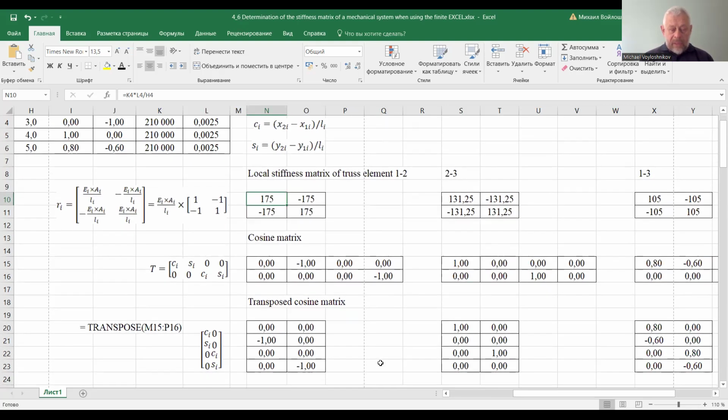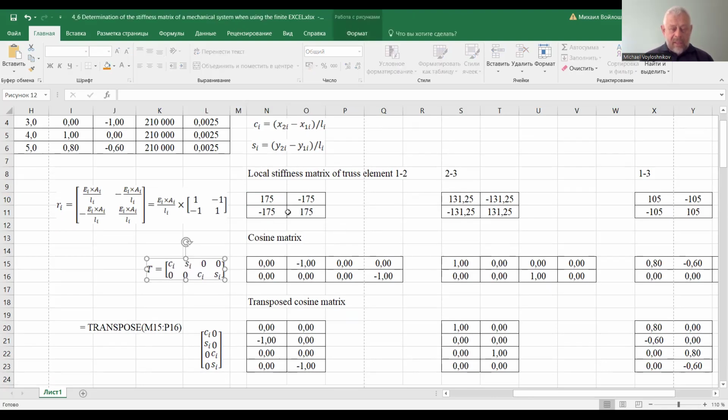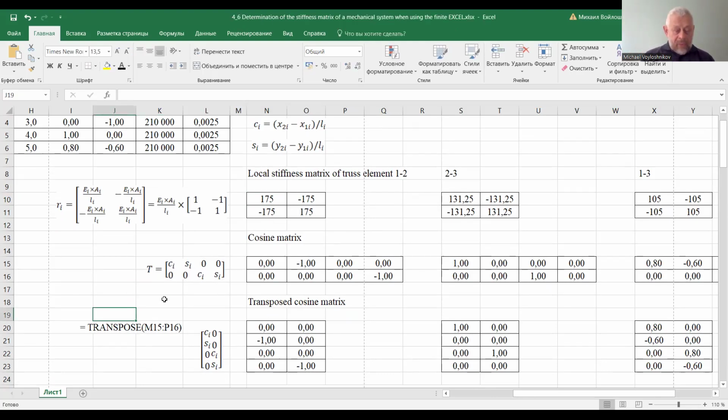We have to use the so-called cosine matrix, or matrix of transformation from the local coordinate system to the global coordinate system. This is a cosine matrix. This we have for this definite class of flat truss consisting of rods. The cosine matrix has two lines and 4 columns.